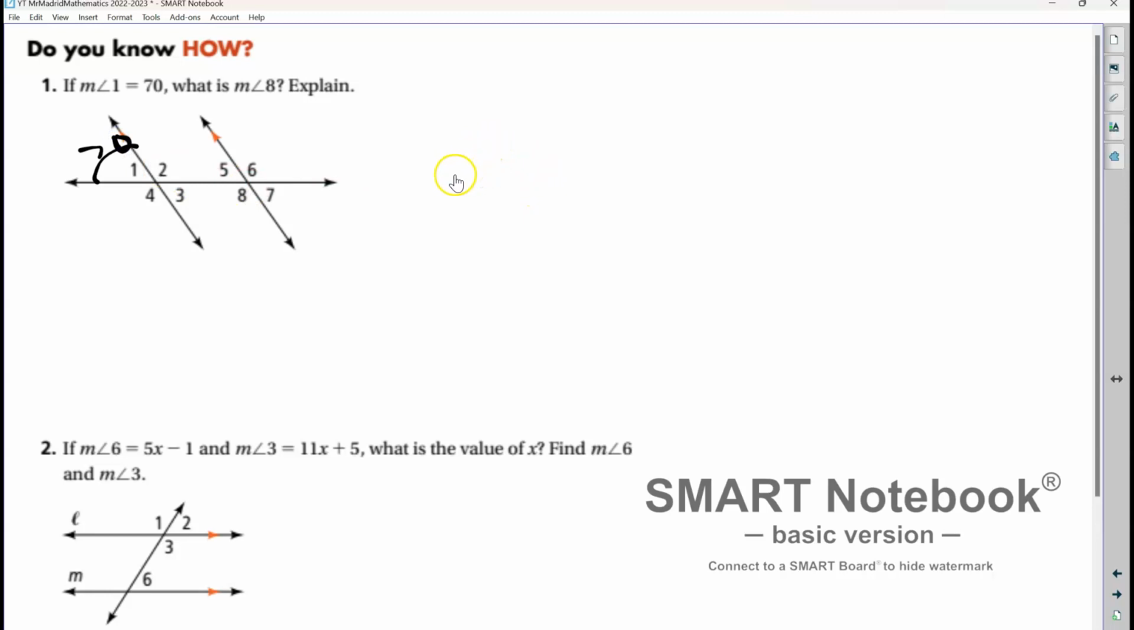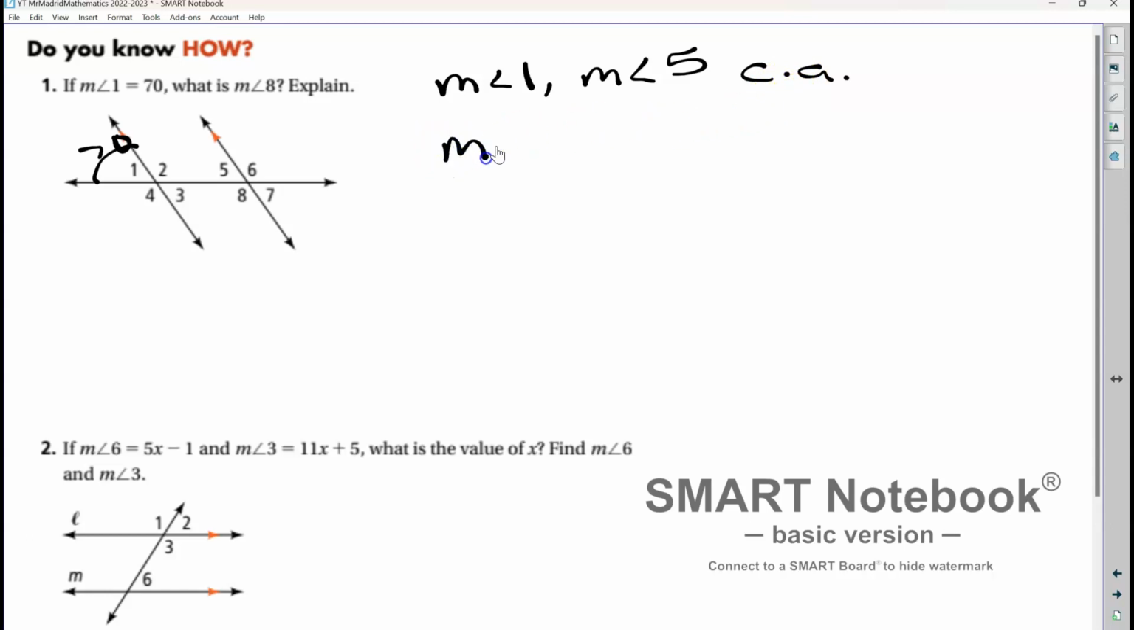And what else do we know? What is measure angle 8? So we know that the measure of angle 1 and measure of angle 5, what about them? What do we know? They're definitely corresponding angles. So this is abbreviation for me. In your papers, you want to write out the whole word, corresponding angles.